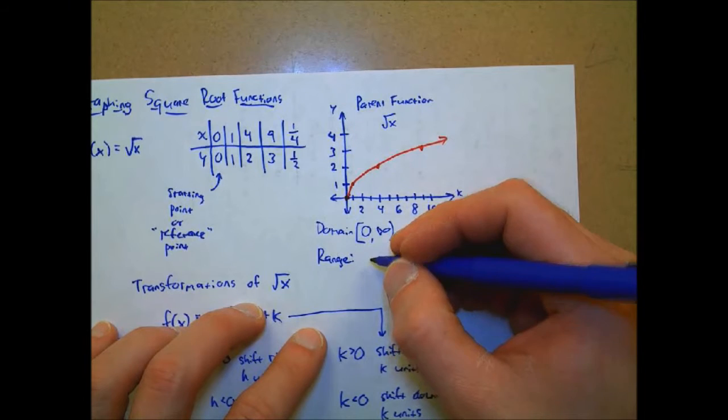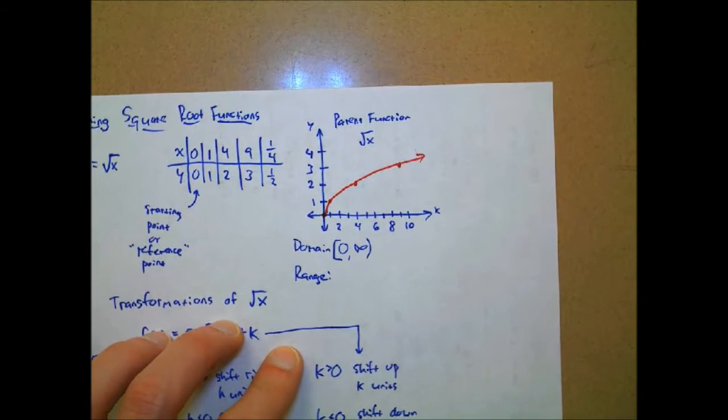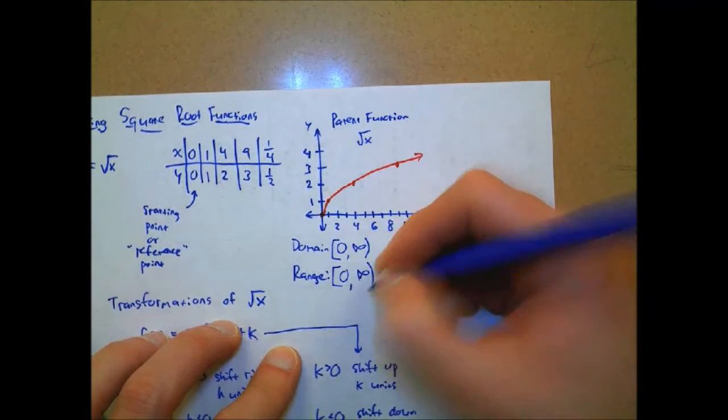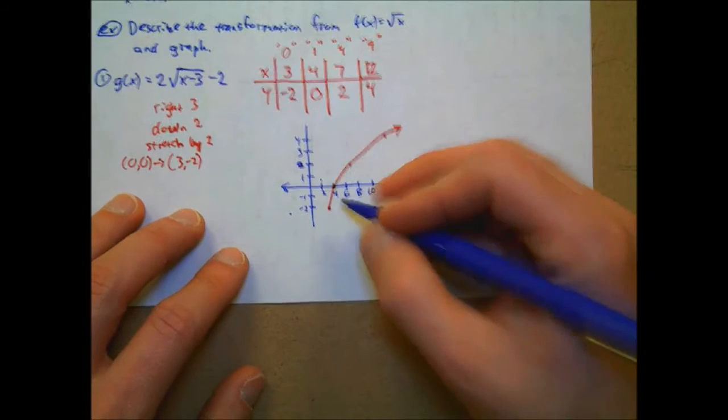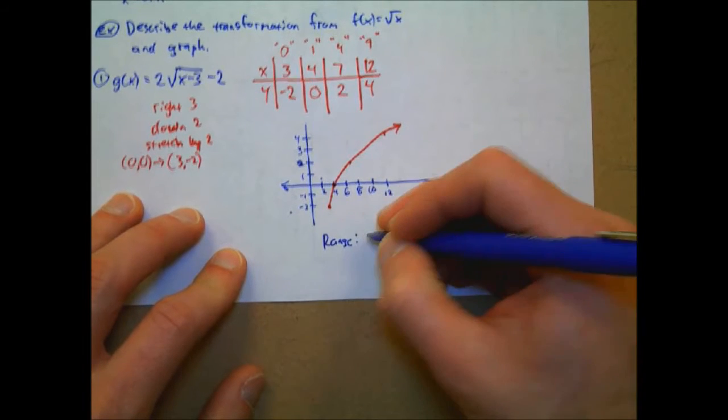On the parent function back up here. What's the lowest y value there? 0. Yeah, 0. And we go to infinity as well. Okay? Now if we go to this graph, Michael, you were right. The lowest y value is -2, so for the range for this graph, it would be -2 to infinity.